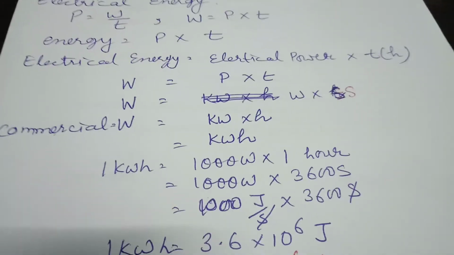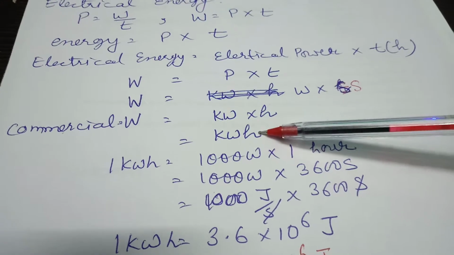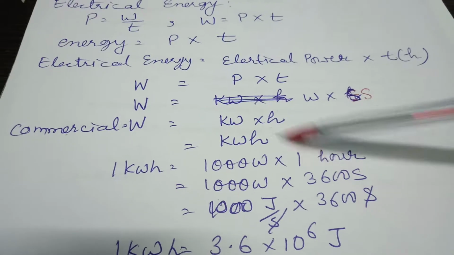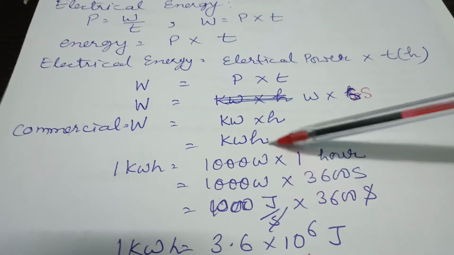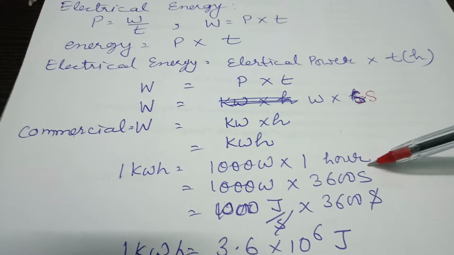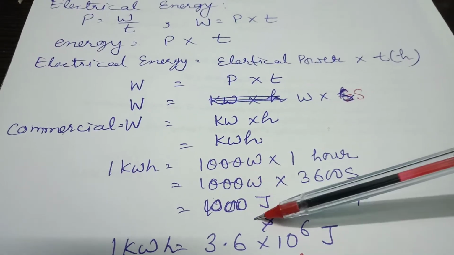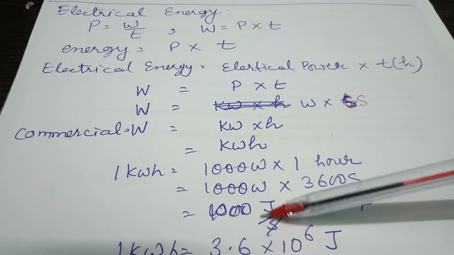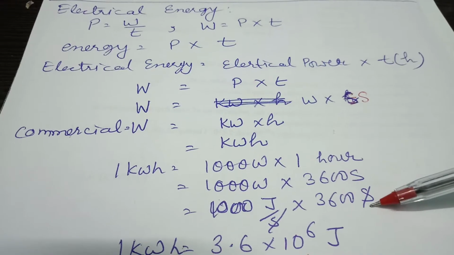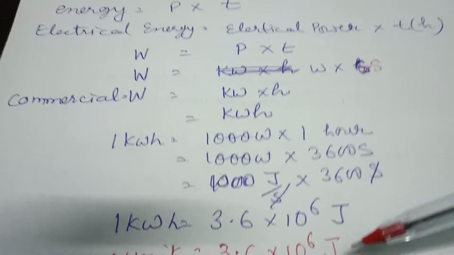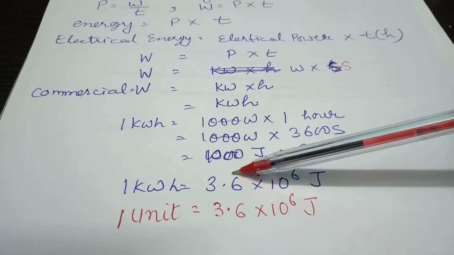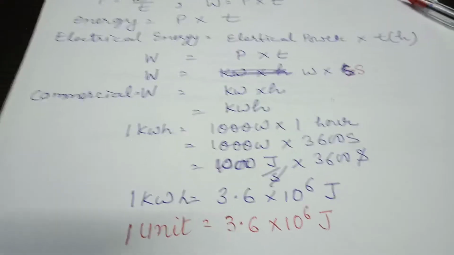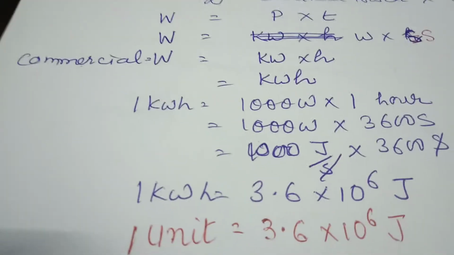So let us convert it, how much energy we are consuming in 1 unit. In 1 unit we are consuming 1 kilowatt hour. 1 kilowatt hour means 1000 watt into 1 hour, so it is 1000 watt into 3600 seconds. Now 1000 watt can be written as 1000 joule per second. We cancel out second with second, so we are left with 1 kilowatt hour equal to 3.6 into 10 to the power 6 joules, or we can say 1 unit is equal to 3.6 into 10 to the power 6 joules, which you have read in 9th standard also.